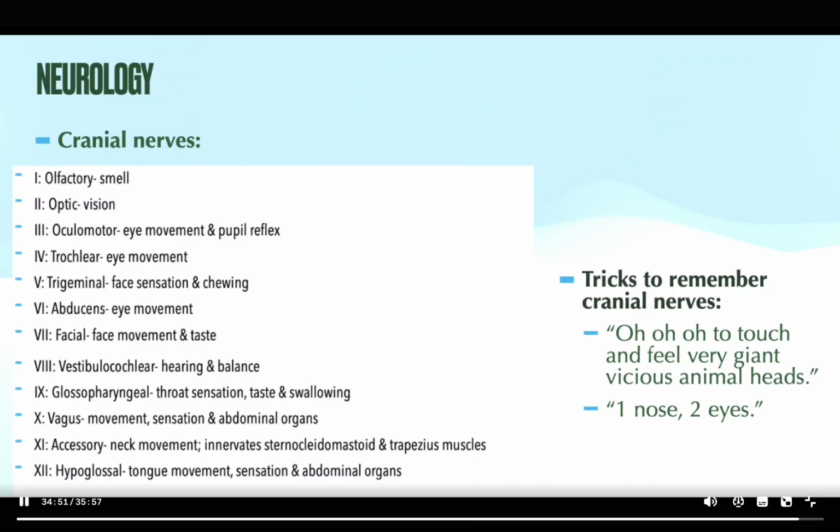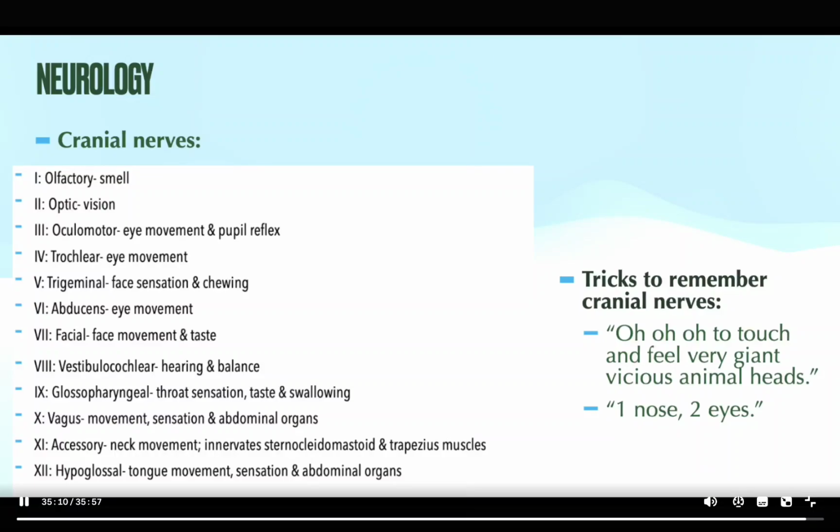Another thing that I thought was really helpful was remembering that we have one nose and two eyes, and that helps you with remembering those first two cranial nerves, cranial nerve 1 and cranial nerve 2: one nose, two eyes. Personally, I put a few together that I've seen most questioned on.